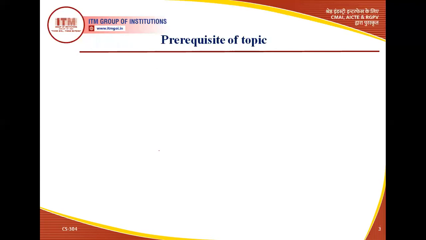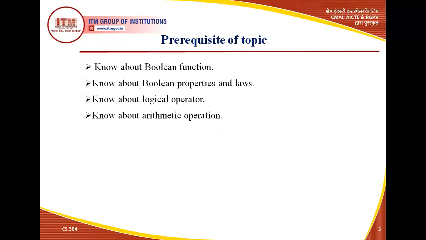So what are the prerequisites of the topic? You should know about the Boolean function, and about Boolean properties and laws, which we discussed in our first video lecture of Boolean algebra. You should also be aware of the logical operators, that means the AND operator and OR operator and their functioning, and the arithmetic operations like addition, multiplication or division. So these are the prerequisites.